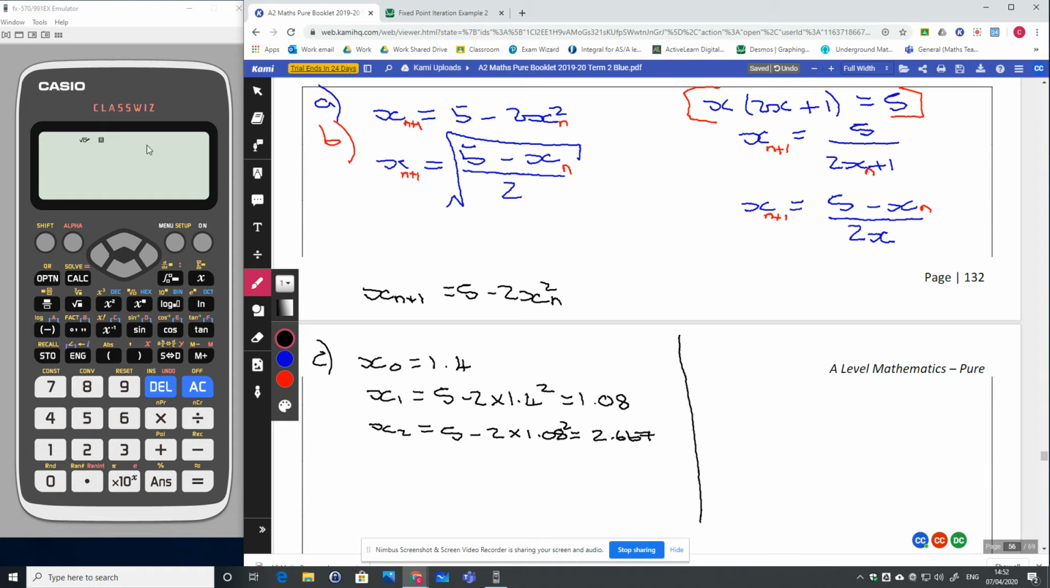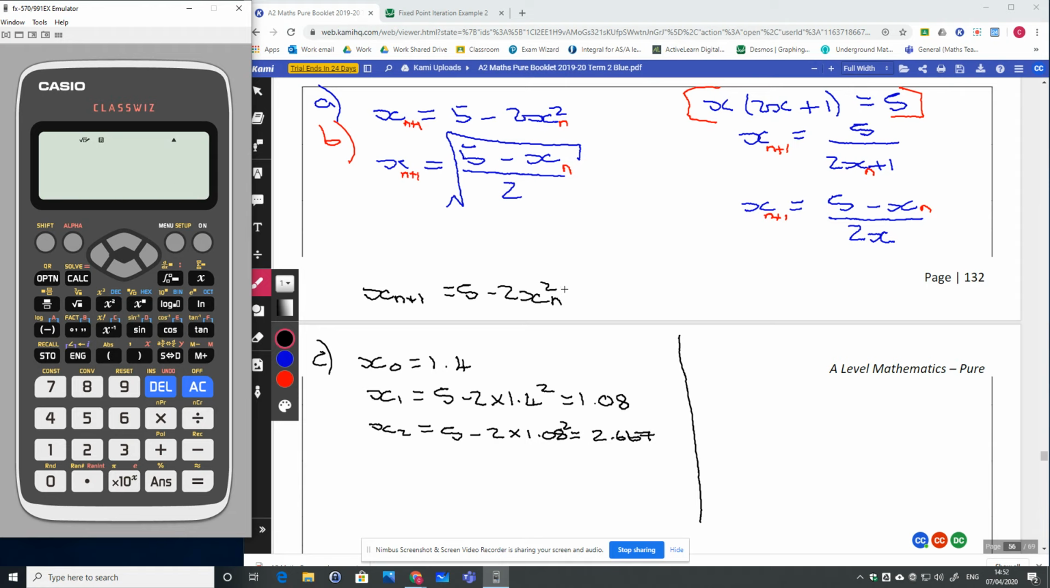Faffy, takes quite a bit of time. The calculator can do this for us. So I'm going to go back to the beginning of this example and we're going to generate this sequence using the calculator. So your starting point on your calculator is to put 1.4, so you put your x0 in and press equals. What that does is that answer button remembers the last thing you've put in. So it's remembered that we've put 1.4 in.